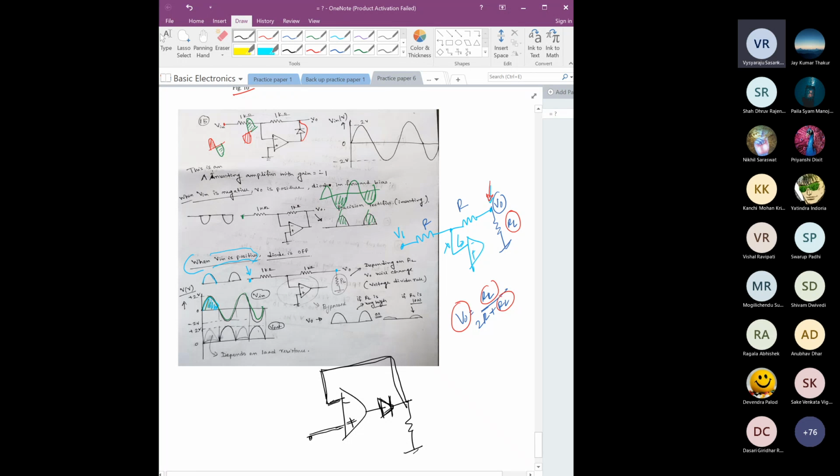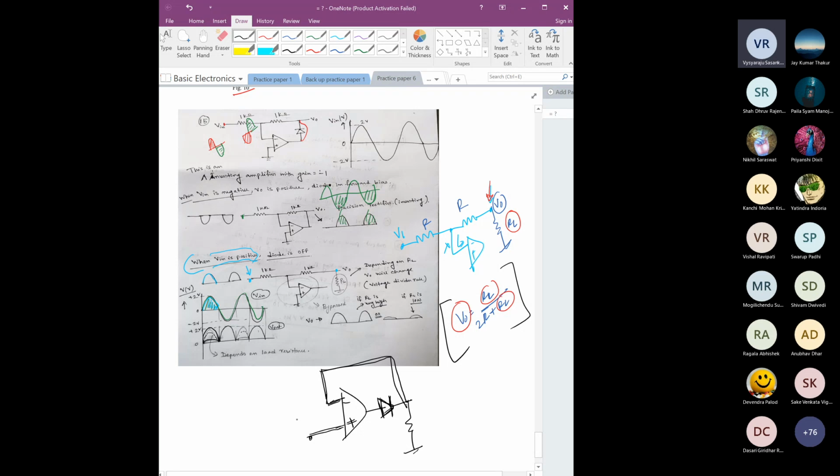And if you are taking the output from here, then this particular issue will come. So you have to be careful in choosing this RL for this particular circuit. If this RL is very high, then for the positive half you are going to get an output which is like this. If this RL is very low, then you are going to get an output probably like this. So depending on the values of this R, you can get these different shapes for the positive half.